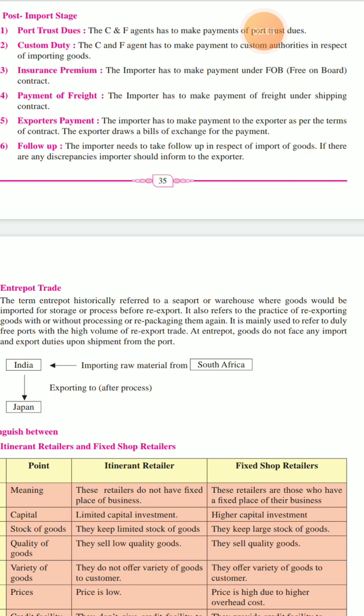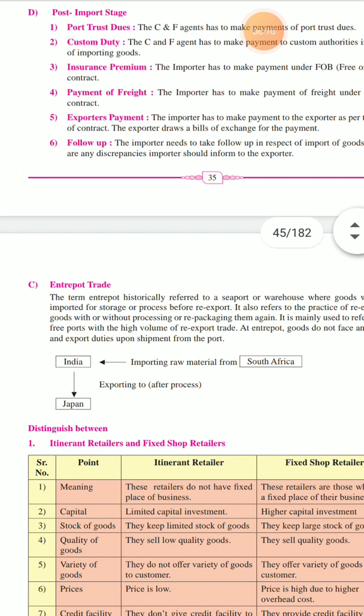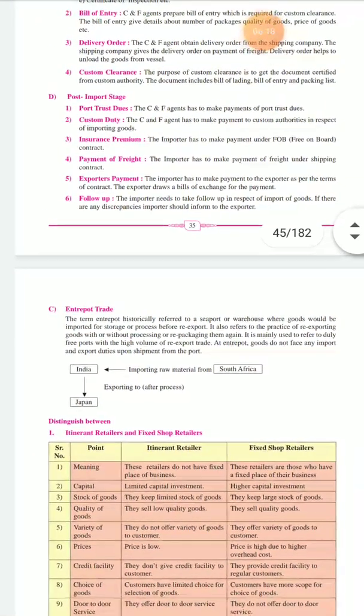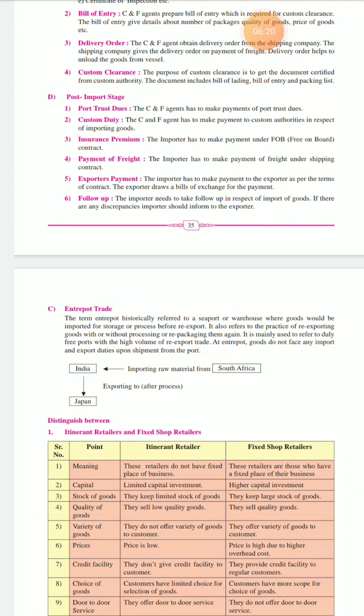Here they have given one example. See, here from India, the Indian country, what do they do, they import raw material from South Africa, they process it and they export to Japan. Okay, so here it is known as entry port trade. Meaning coming into one country and sending it to another country, that is known as entry port trade.